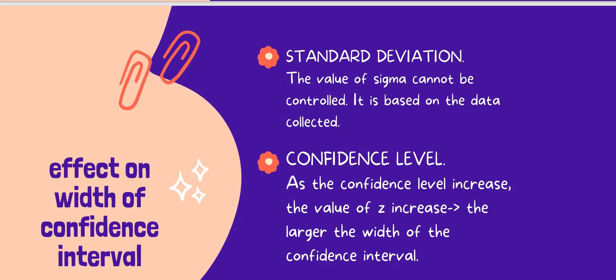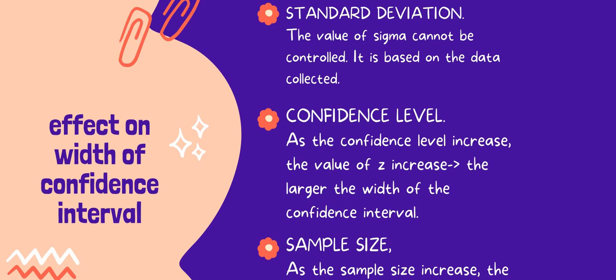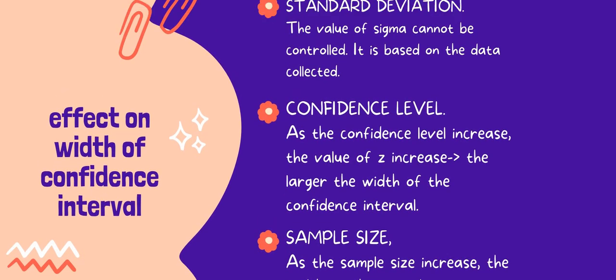Here I already wrote it for you, so you just read it and understand it. Okay, effect on the width of the confidence interval. So they have three things just now: standard deviation, which is sigma, and then confidence level, which is the value for Z just now, I mean the value after you get the value of Z, and then sample size N. So the value of sigma cannot be controlled, because we get it from the data. We cannot manipulate the data. So it's already fixed. So you just focus on these two.